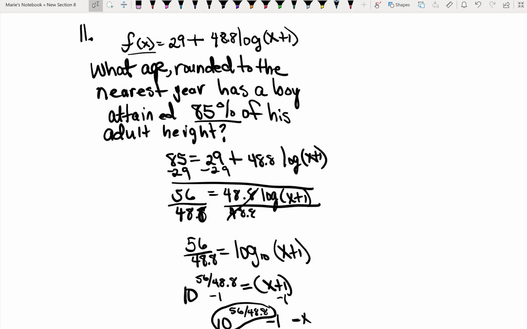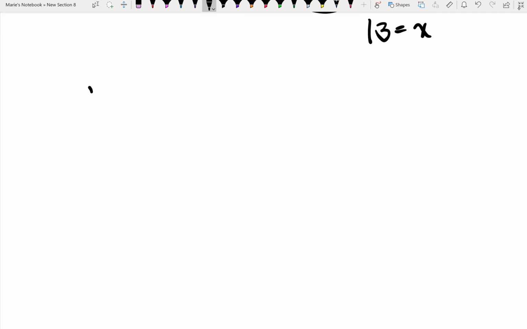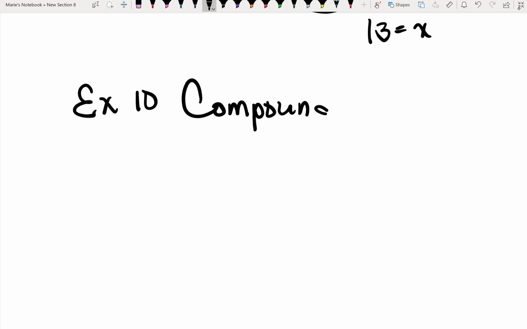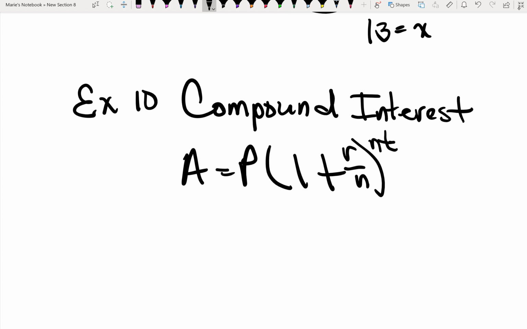Now, the question that I do think is of value to you is question 10. So I'm going to do this one here. This is example 10. And of course, it has to do with compound interest. And so the idea here is we have future value is equal to present value times 1 plus r over n raised to the nt. The trick to these questions, or the key to these questions, is that we're finding t. That's what makes it so interesting to us.